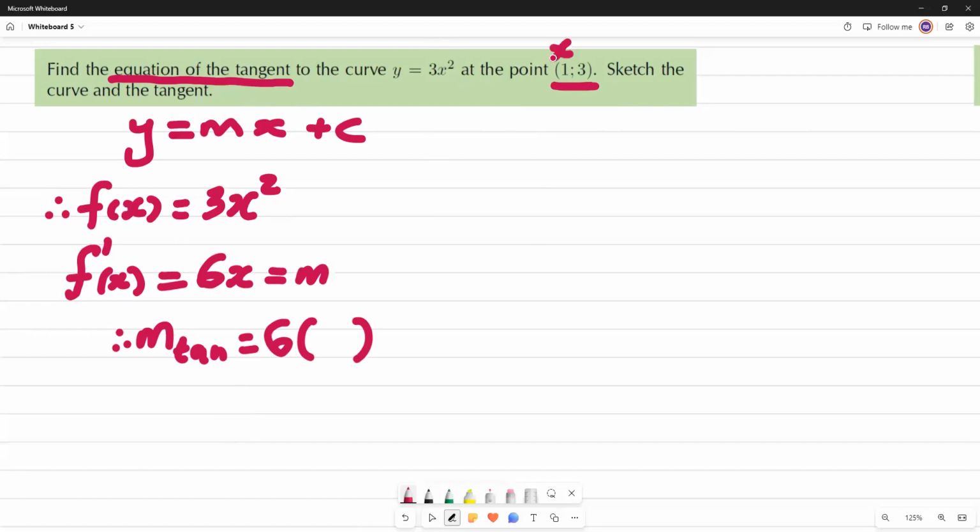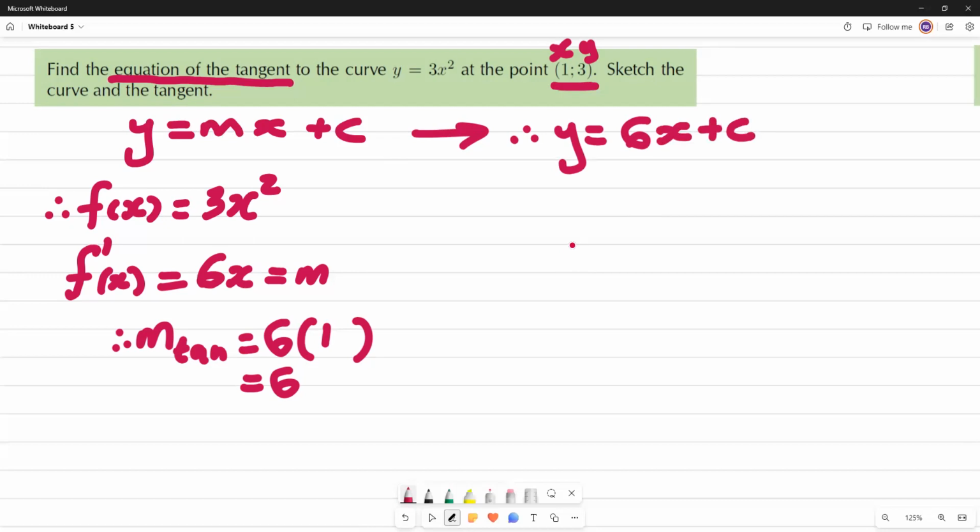They say this tangent to this curve meets at this point. You know that this is the x and that is the y, so your x is 1. You substitute 1 there because the x was there. So your gradient of the tangent is 6. Now, therefore, we have y equals 6x plus c.